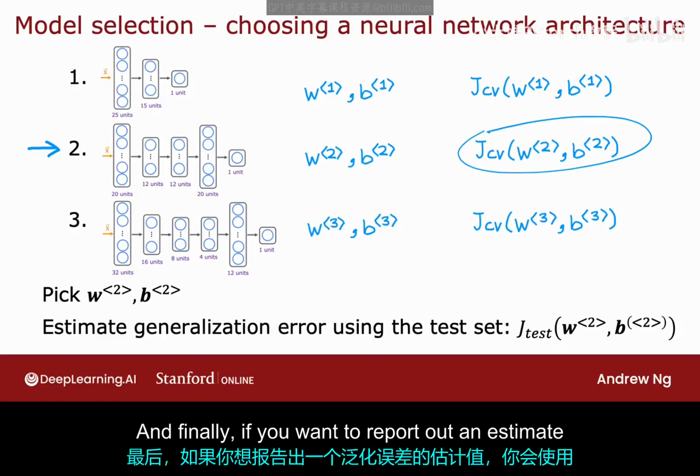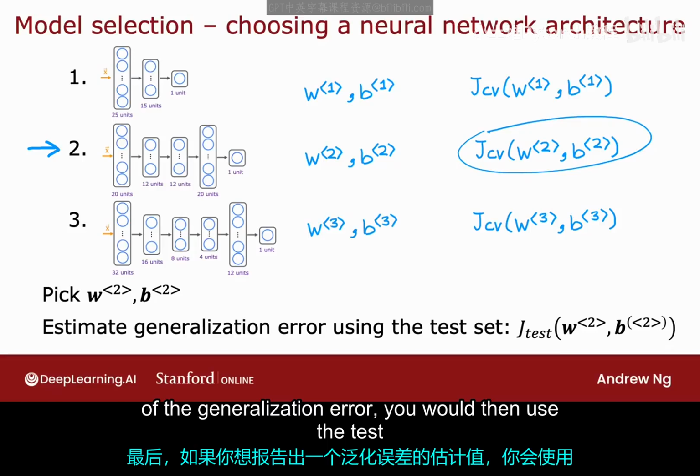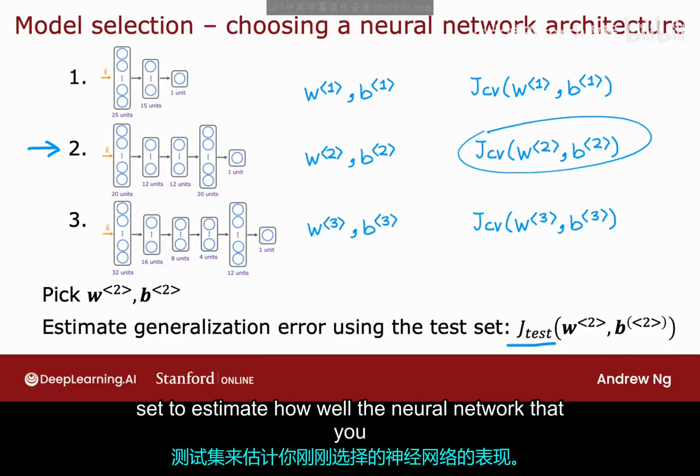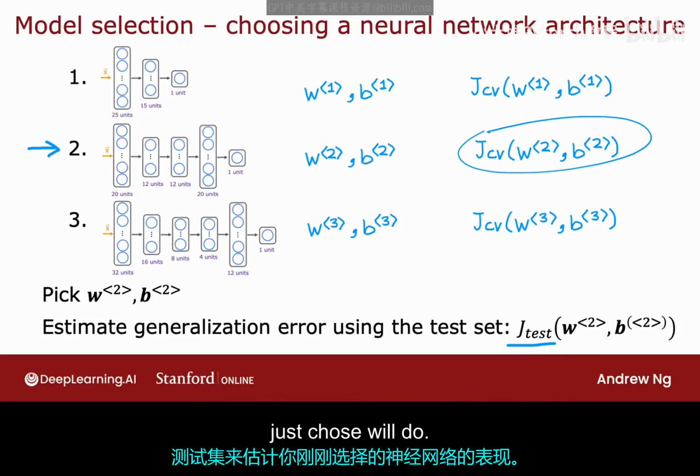And finally, if you want to report out an estimate of the generalization error, you would then use the test set to estimate how well the neural network that you just chose will do.